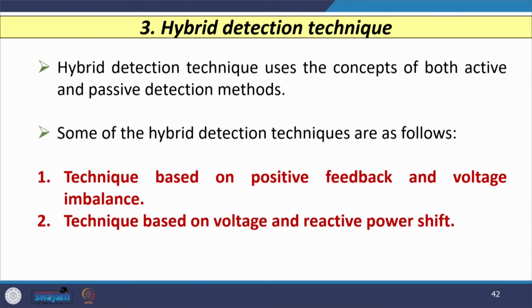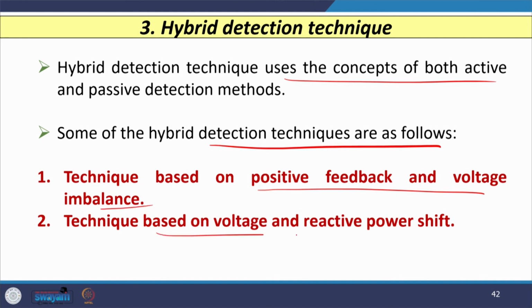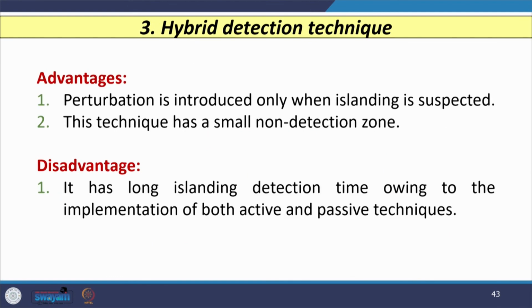The third technique, which came after the active and passive detection techniques, is a combination of both, and is known as the hybrid islanding detection technique. The hybrid islanding detection technique utilizes the concept of both active and passive methods. Some of the hybrid techniques are those based on positive feedback and voltage imbalance, and the technique based on voltage and reactive power shift. The advantage of the hybrid technique is that the perturbation is introduced only when islanding is suspected. Otherwise, when islanding is not there, perturbation is not introduced as in the active detection technique. This technique also has a small non-detection zone, which is an important advantage.